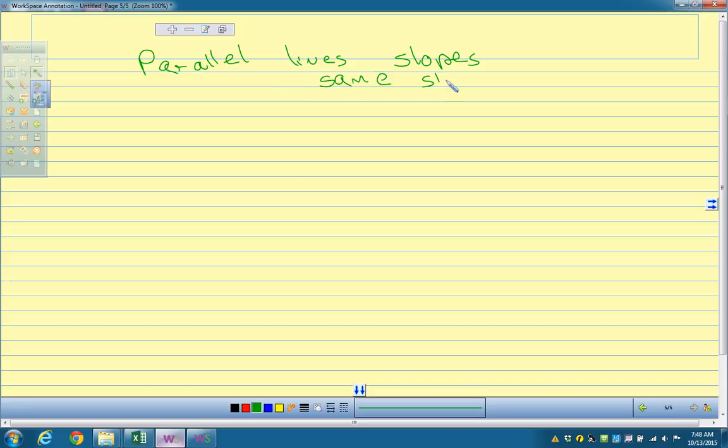Same slopes. So, for instance, if you have two equations, y equals 3x plus 1 and 2y equals 4x plus 7. Oh, sorry. I meant to put a 2x over here. That should be a 2x. How do I put this into slope-intercept form? What would I do to get this into y equals mx plus b form? Divide both sides by 2. So this becomes y equals 2x plus 7 divided by 2, which is 3.5.